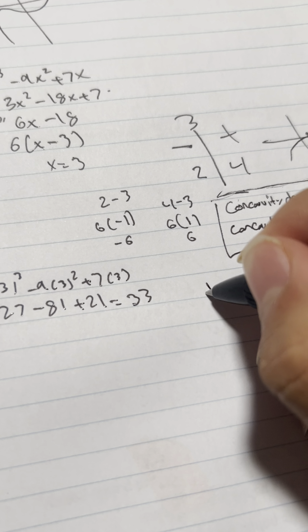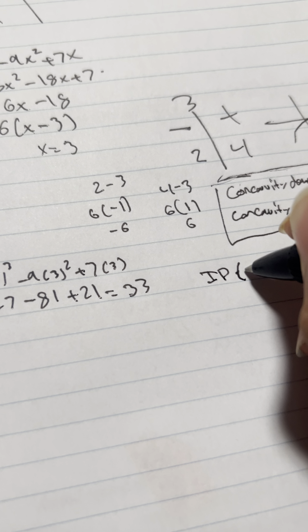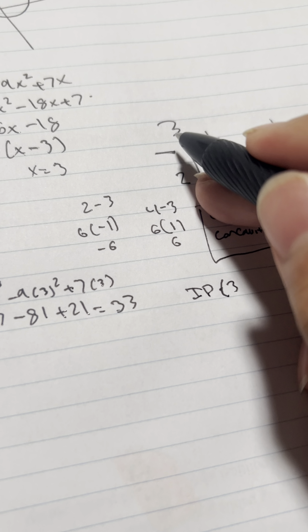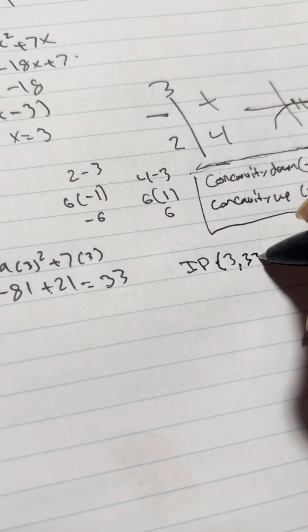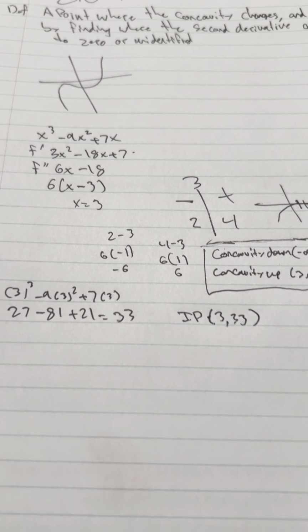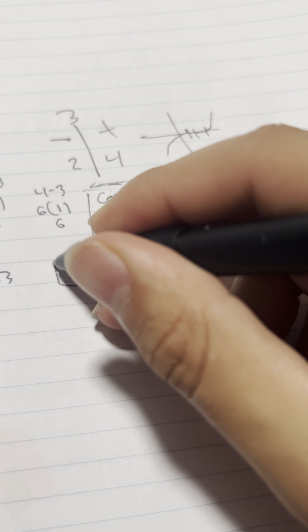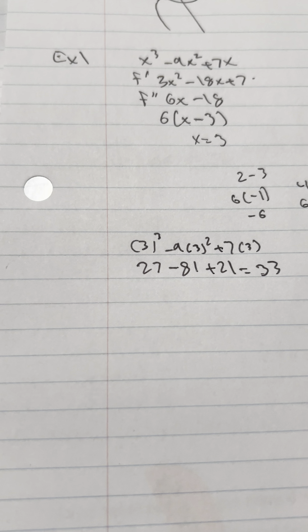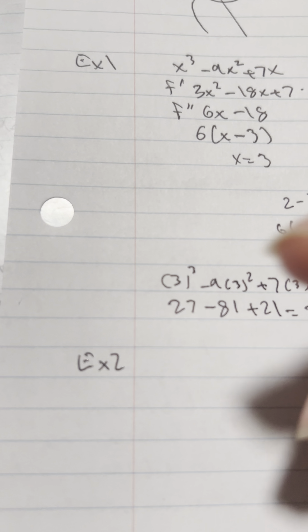So our IP, or inflection point, is the 3, because that's our x, and our y would be negative 33. That's our inflection point. So that's how we get the first one. That's our answer right there. So moving on to our second example.